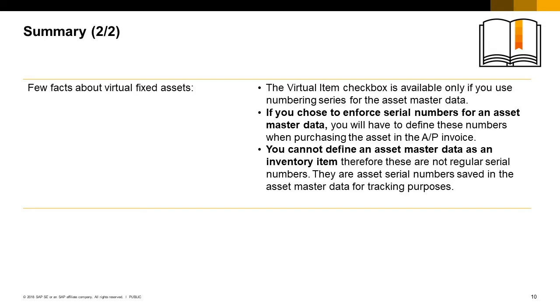Few facts about virtual fixed assets. The virtual item checkbox is available only if you use numbering series for the asset master data. If you chose to enforce serial numbers for an asset master data, you will have to define these numbers when purchasing the asset in the AP invoice. You cannot define an asset master data as an inventory item, therefore these are not regular serial numbers. They are asset serial numbers saved in the asset master data for tracking purposes.